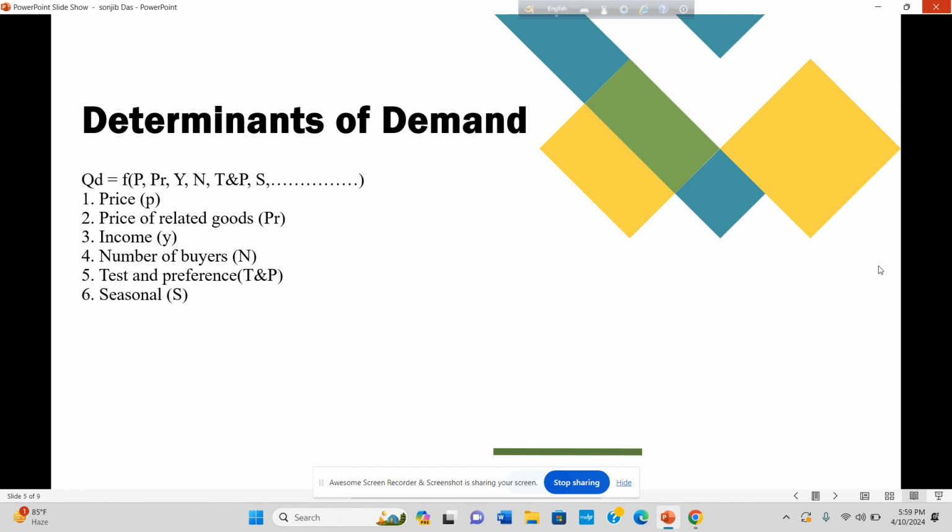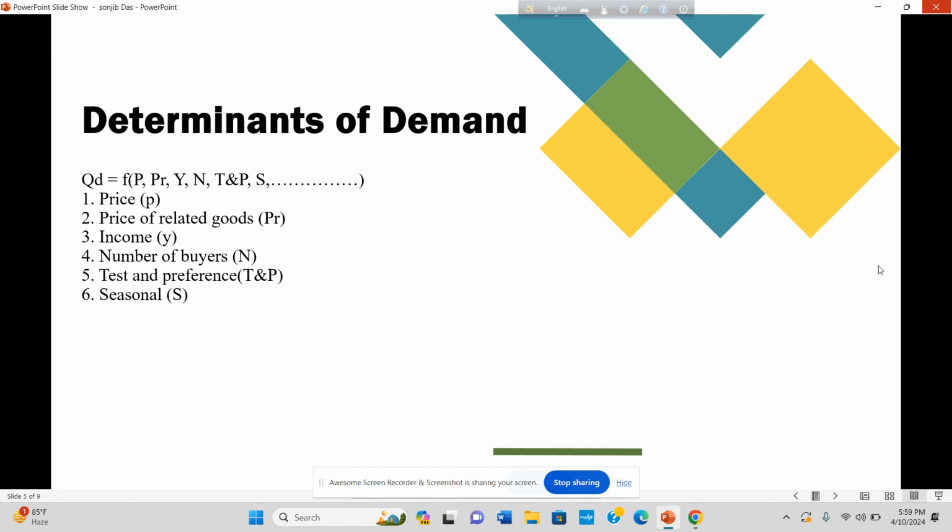Two goods are substitutes if they satisfy similar needs or desires, for example, tea and coffee. If the price of a substitute increases, demand for the original good may increase. Complements are two goods that are generally used together in consumption, for example, tea and sugar. If the price of a complement increases, demand for the original good may decrease.